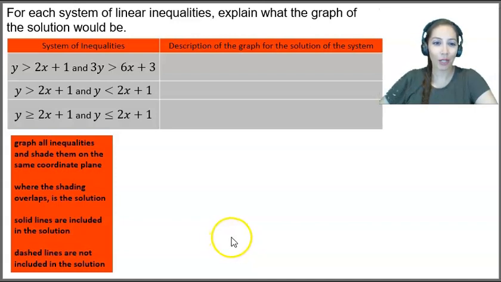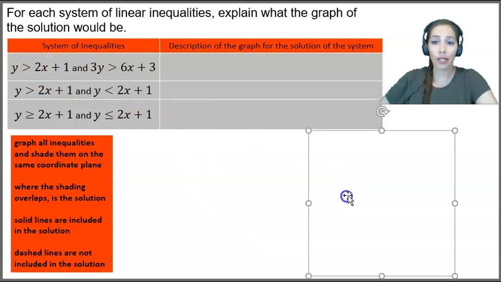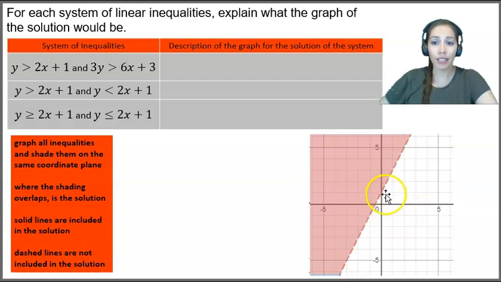Now that we have Chloe's cheat sheet notes, we can go ahead and start to look at what these graphs are. So we have y greater than 2x plus 1. Well, when I graph that one, I have my y-intercept here of 1. Slope is 2, so I went up 2 to the right 1. It is a greater than symbol, so that is a dashed line. And since y is greater than that, we are going to shade above that line or going up the y-axis.